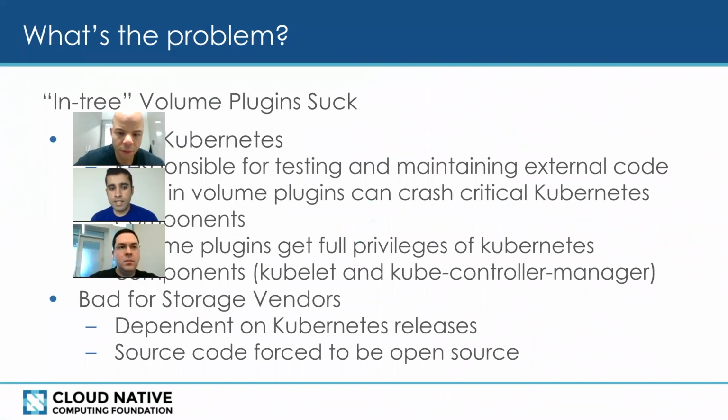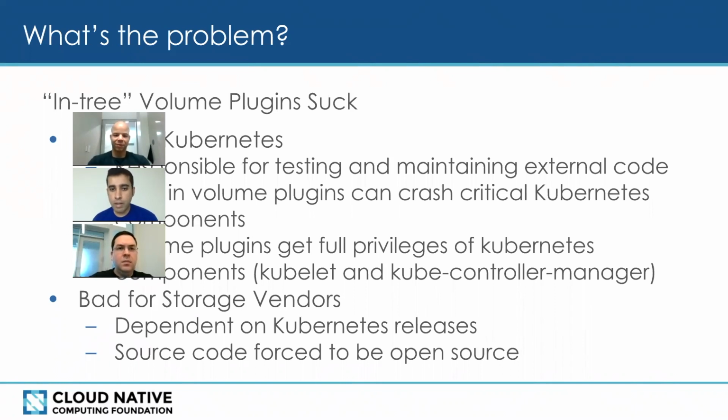So let's set the stage. What is the problem that we are trying to solve with CSI? Kubernetes already has a very robust volume plugin system. It's unique and very powerful. It's the first to allow workloads to dynamically provision storage as needed instead of expecting the storage to be pre-provisioned.